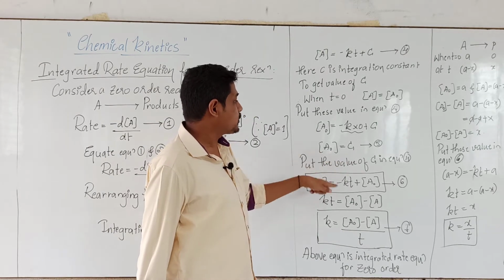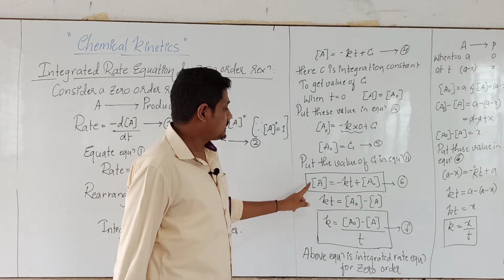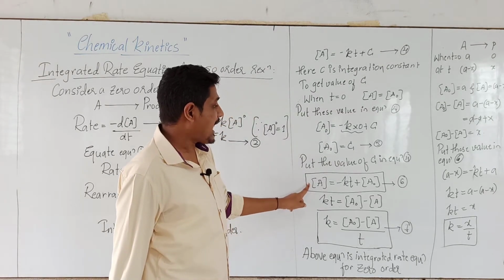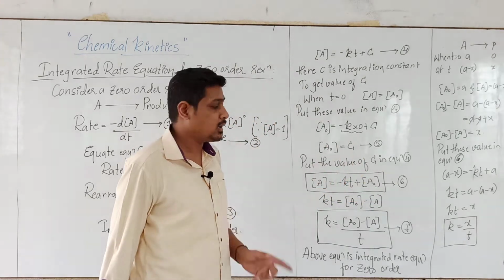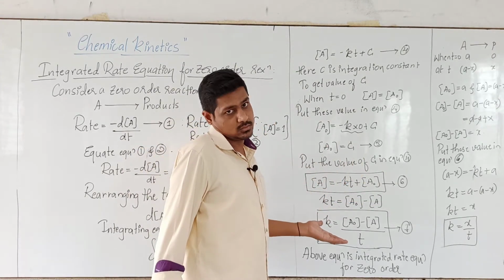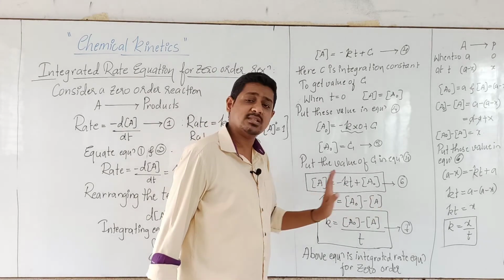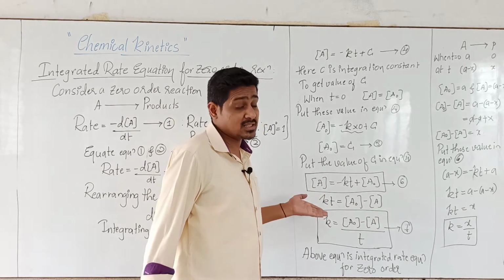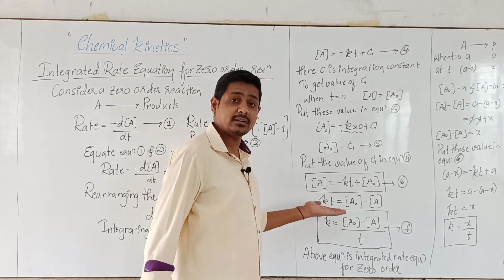Now you have to substitute the value of this integration constant in this equation. So what will we get? The concentration at time t is equal to what we are getting. Again we will rearrange it. Then it will become Kt is equal to A naught minus A. This is simple mathematics. You must understand how I arrived at it.